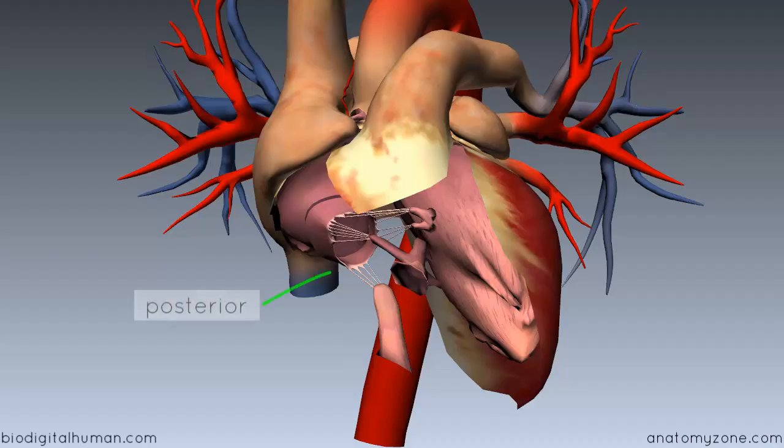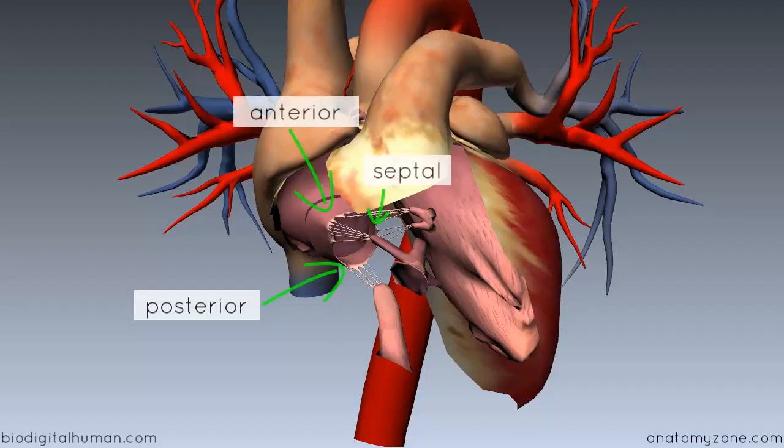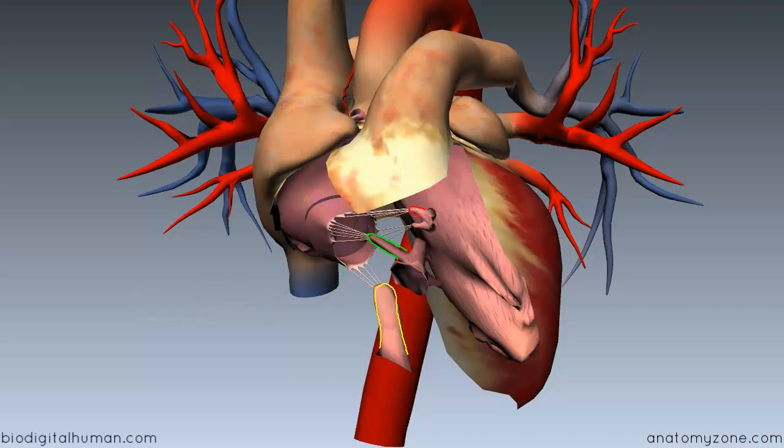You've got a posterior, an anterior, and a septal cusp, and you've got corresponding papillary muscles. The anterior papillary muscle is the biggest muscle and it attaches to the anterior wall. The septal papillary muscles are a bit variable, so sometimes they're very small and sometimes they're even absent. In this case, the chordae tendineae arise directly from the ventricular wall.